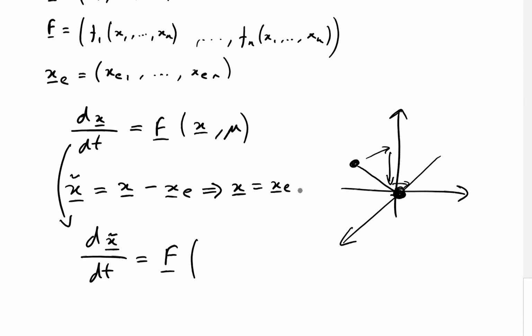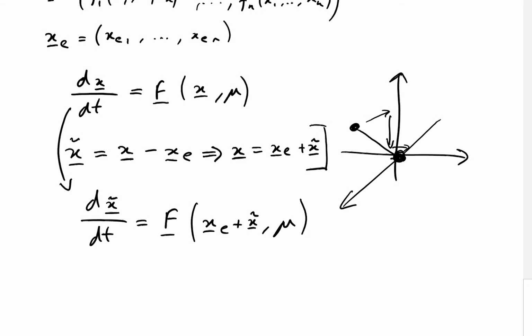Xe plus x tilde. Are you happy with that? I've just done a little bit of algebra. Moved that xe over to the left hand side, so I just get that. So I can now just replace x with xe plus x tilde. And I've still got my constant vector which comes along for the ride.